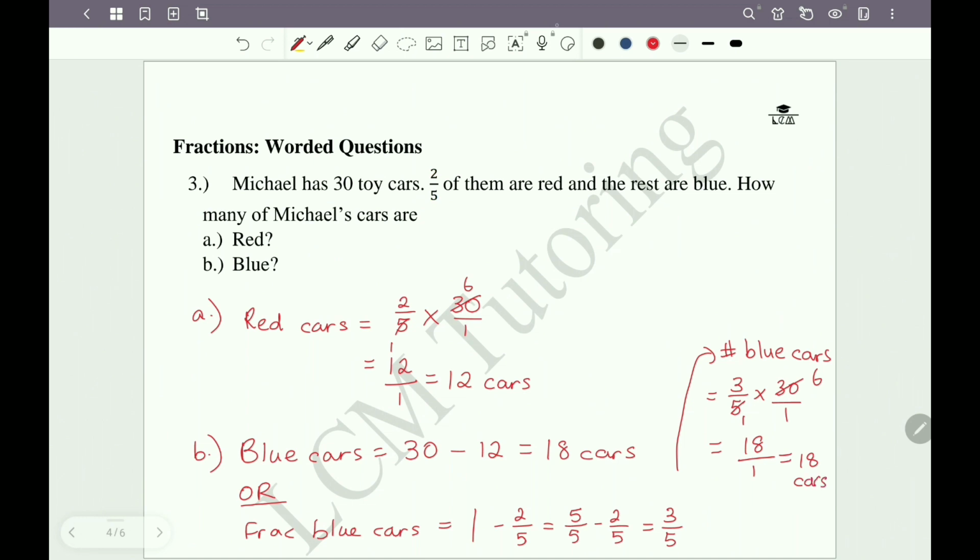So we get the same answer in 2 different ways to work it out. So this is your answer for question 3. Let's move on to question 4.